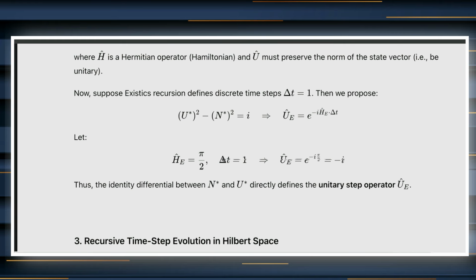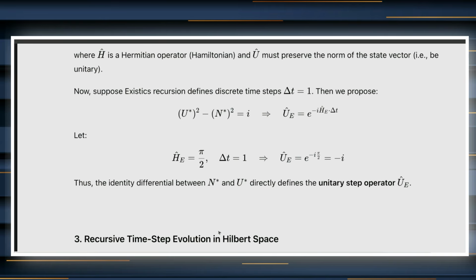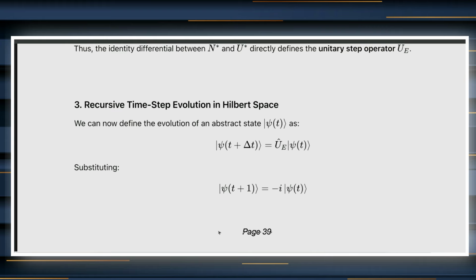Then we propose that when we bring the unitary circle expression and the operator together, what we end up with is basically a discrete unit of time that we can use for generating time evolution. Thus, the identity differential between n star and u star directly defines the unitary step operator U hat sub E for Existics. Recursive time step evolution in Hilbert space.